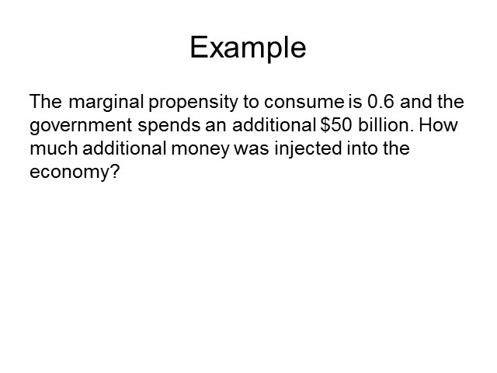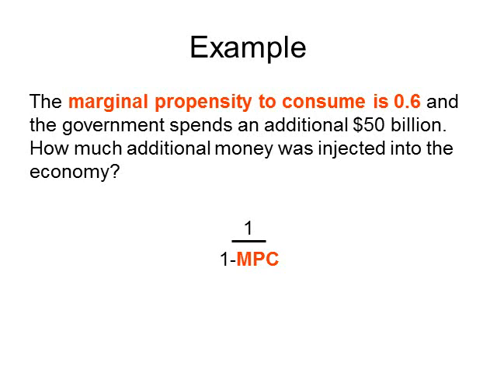Let's look at an example. If the marginal propensity to consume is 0.6 and the government spends an additional $50 billion, how much additional money was injected into the economy? First, we have to write down the formula for the multiplier. This is 1 divided by 1 minus the MPC.